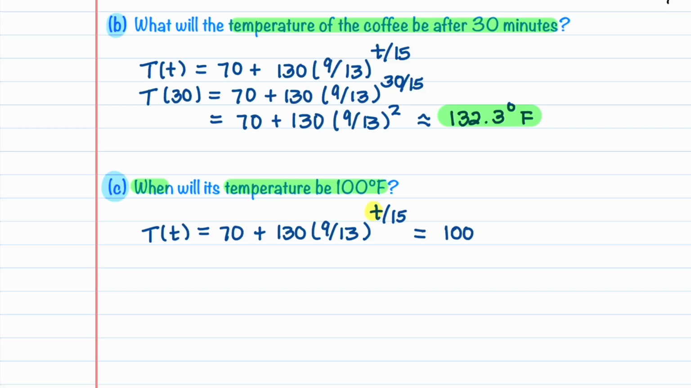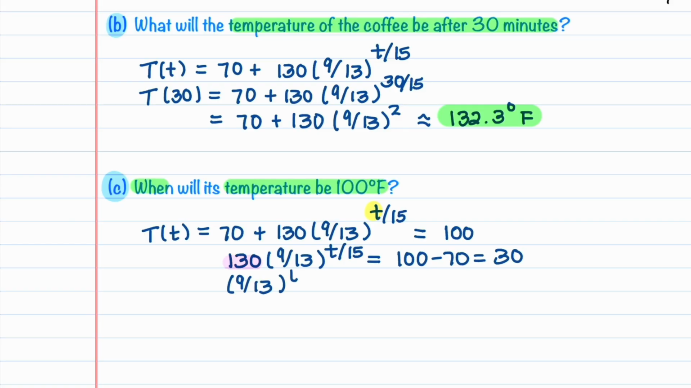We want to solve for t, so let's start by subtracting 70 from both sides of the equation. So we get 130 times 9 over 13 to the t over 15 is 100 minus 70, which is 30. Let's now go ahead and divide by 130. So we have 9 over 13 to the t over 15 is 30 divided by 130. So that's just 3 over 13.